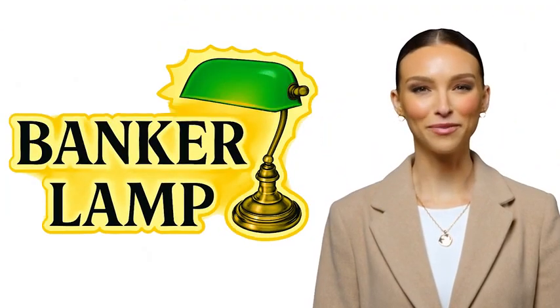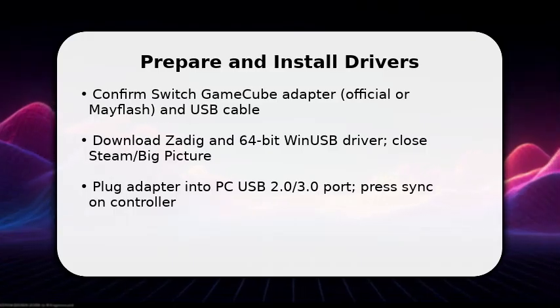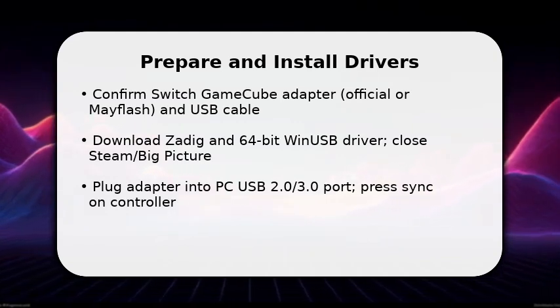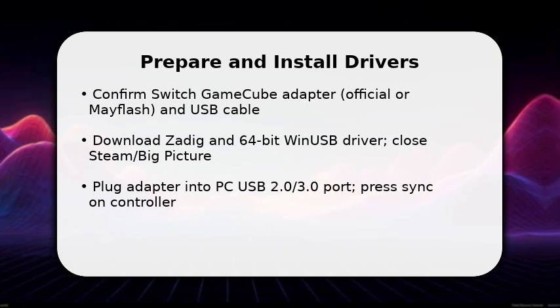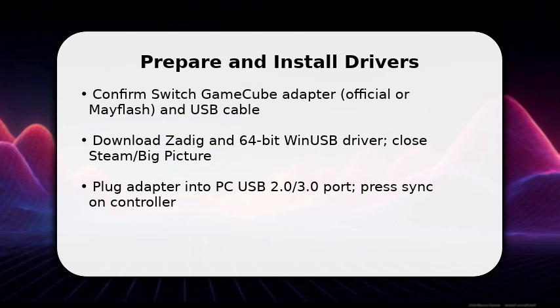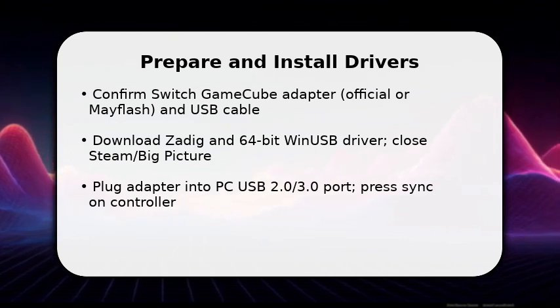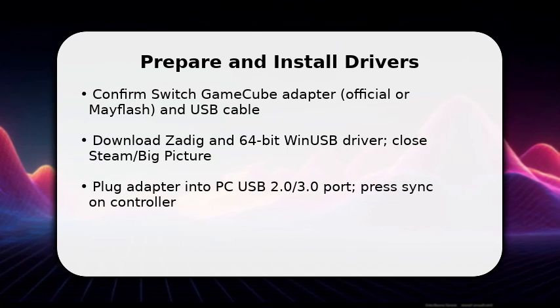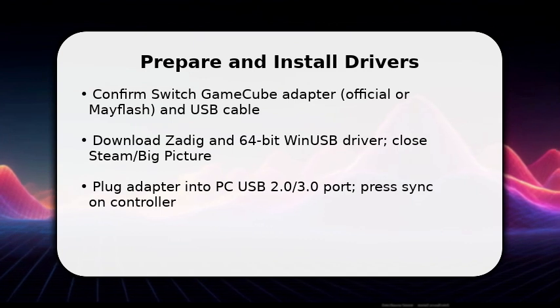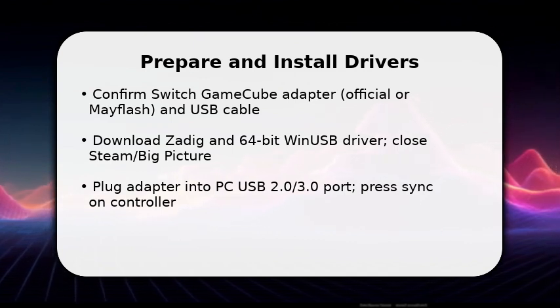Please enjoy the video. You start by preparing the adapter and drivers. This is critical because Windows doesn't natively treat the Switch GameCube adapter as a standard joystick. First, plug the adapter into a USB port and connect a controller. Then download Zadig and run it as administrator to replace the adapter's driver with WinUSB. This lets emulators and Steam recognize inputs.